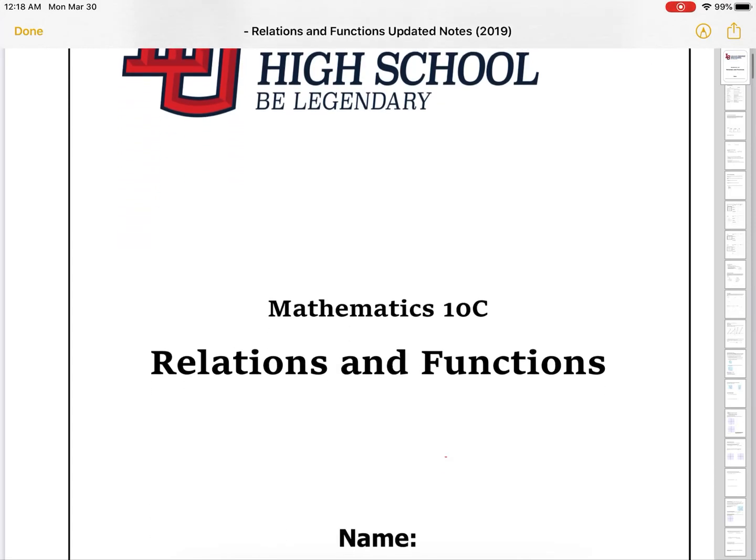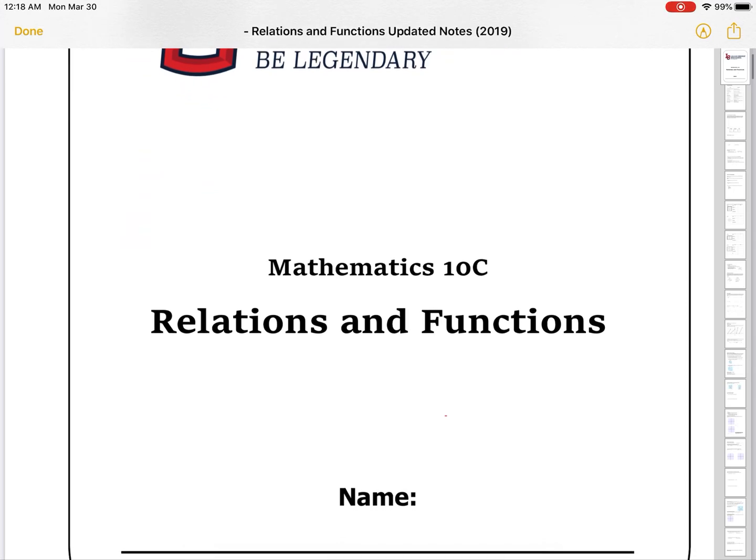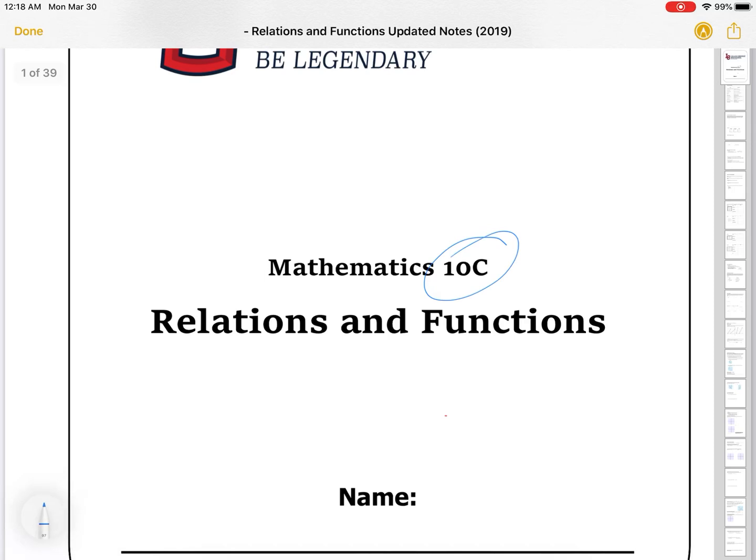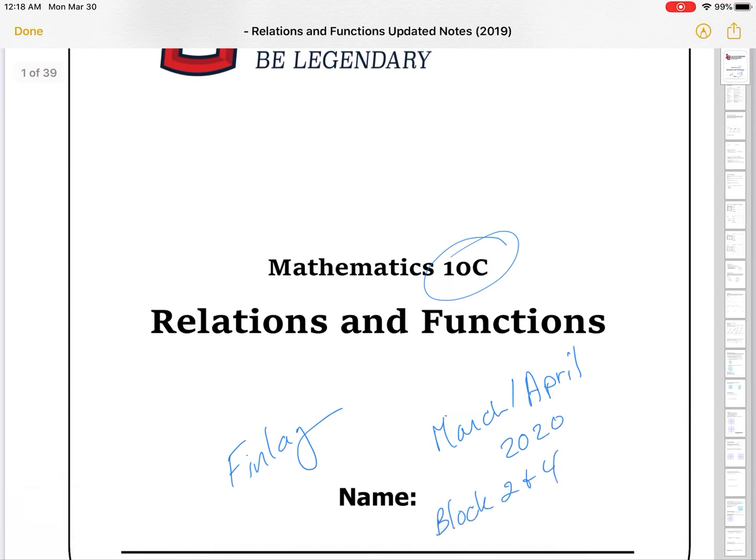So we're going to be talking today about relations and functions, Math 10C, blocks 2 and 4. This is Finley, Math 10C. We're in March, April 2020. And this is blocks 2 and 4.